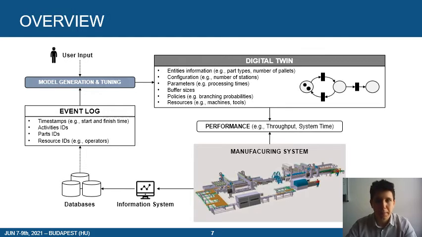tuning technique. A model can include several information regarding the system. For example, its configuration, the parameters of the system, such as the processing times, and the buffer sizes. But also more complex information, such as production policies and information about the resources. For example, the reliability models of the resources. Once we have a digital model, we can estimate the performance of the system with the digital model. And we can validate the digital model by comparing the performance with the real system performance.